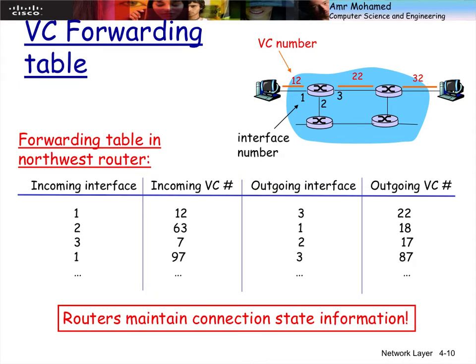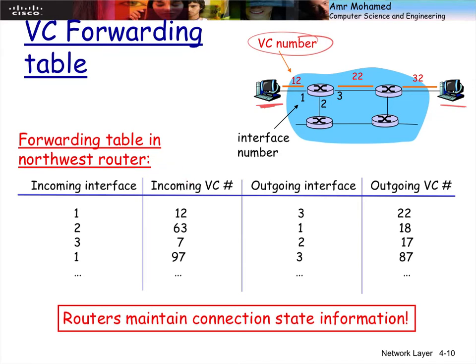So how is this done? Here, we have this virtual circuit. It represents the communication between this host and this destination host. And it goes through three links, right? So this red one here is one virtual circuit. But we see that the virtual circuit number here is 12, and here is 22, and here is 32. So at each link, we assign a different virtual circuit number, although all of them belong to the same end-to-end virtual circuit.